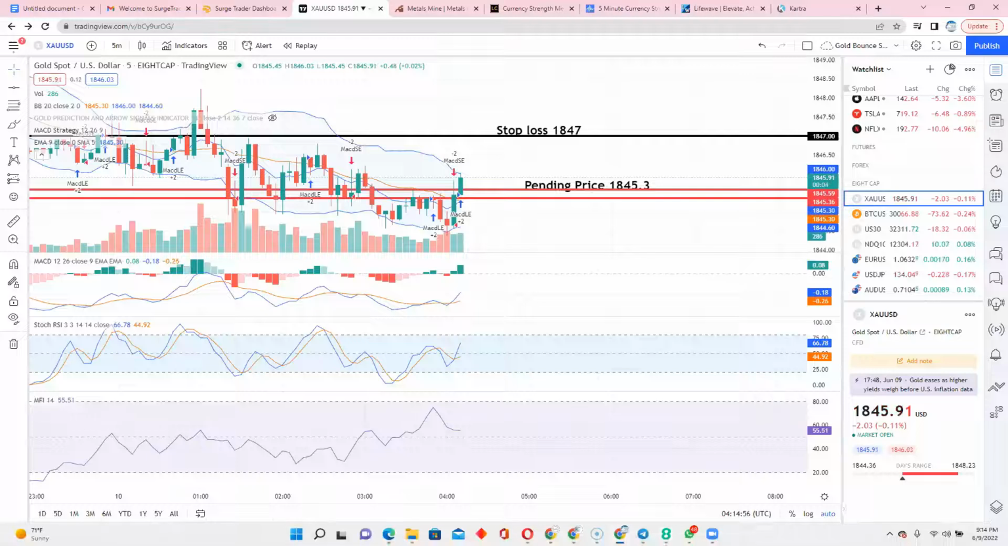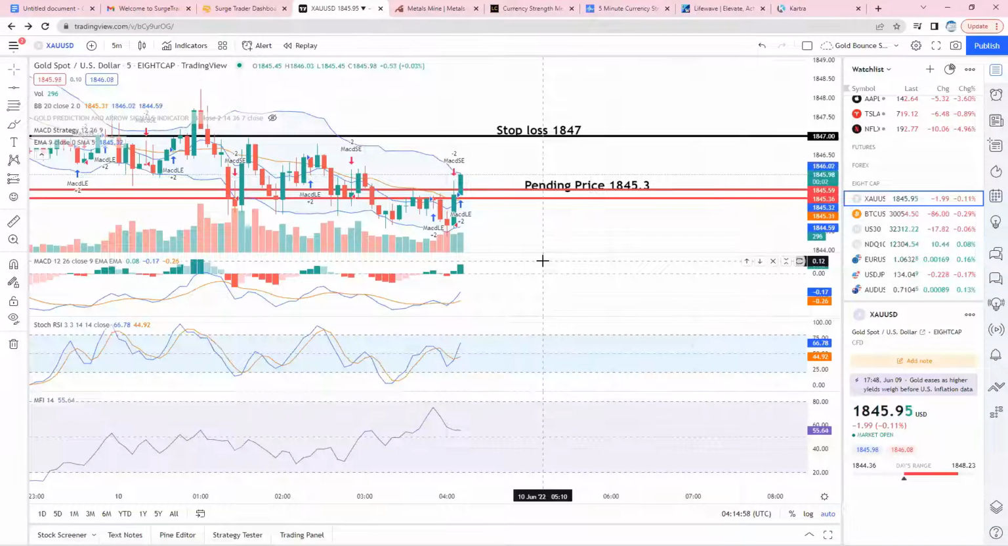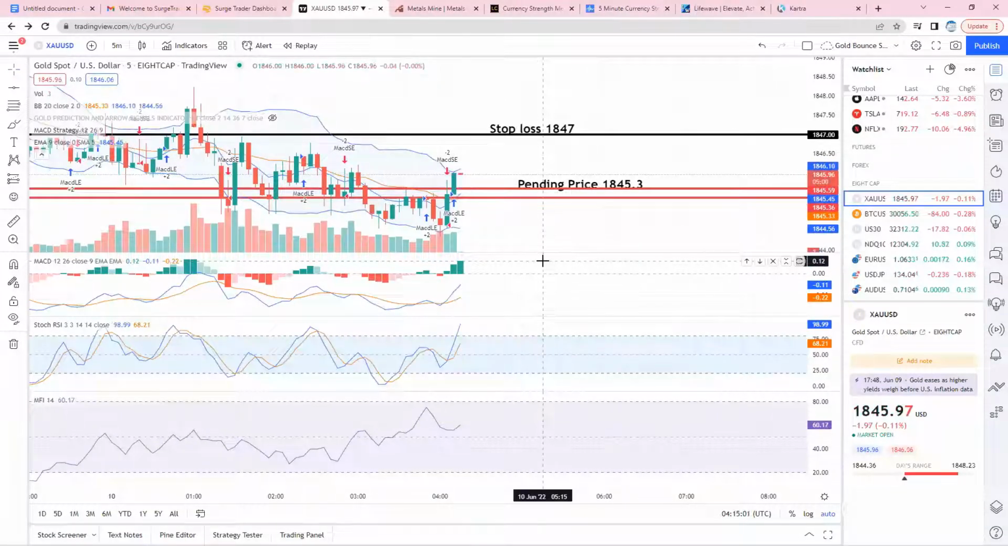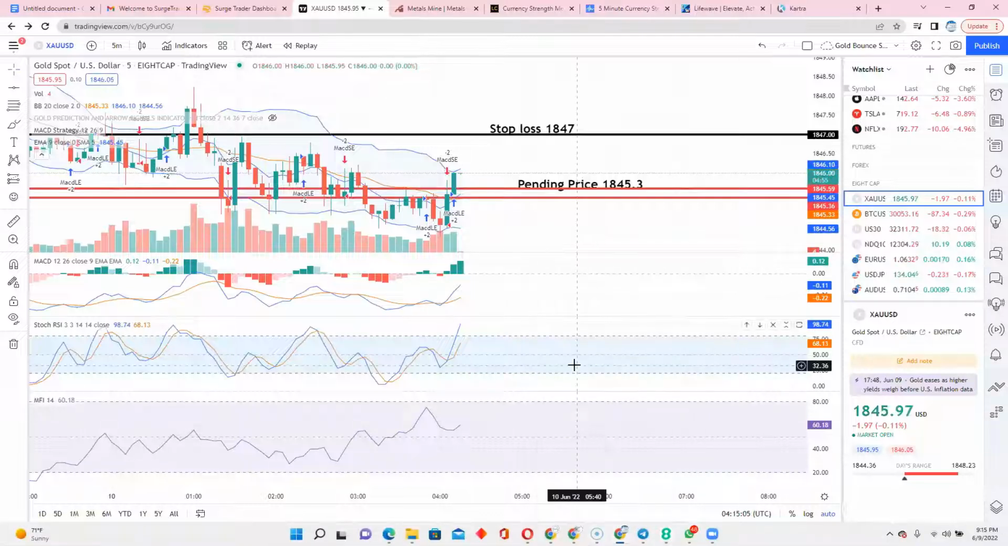What time is it? That happened at about 14 after. No, that happened about 9:10.